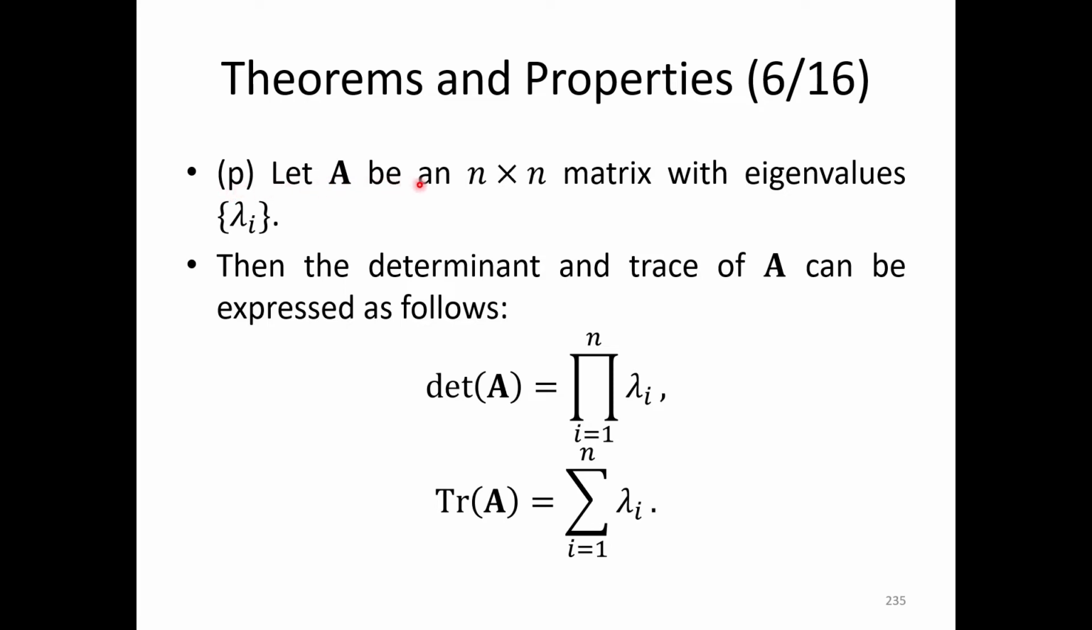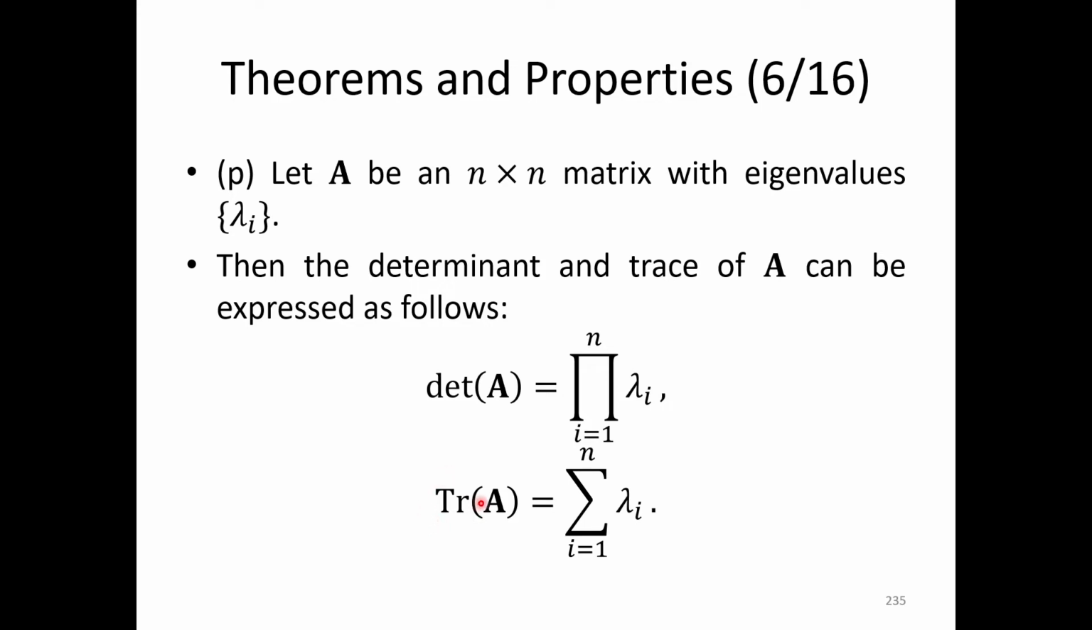P, let A be an n by n matrix with eigenvalues lambda I. Then the determinant and the trace of A can be expressed as follows. First, the determinant of A is equal to the product from I equals 1 to n of lambda I. Okay, that is, the determinant of a matrix is equal to the product of all the eigenvalues of the matrix.